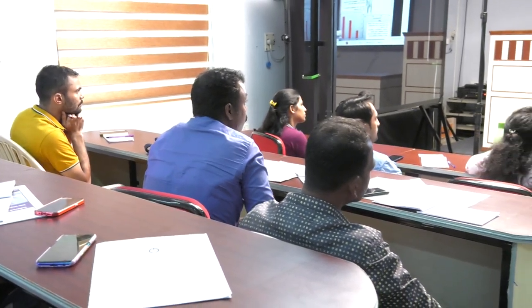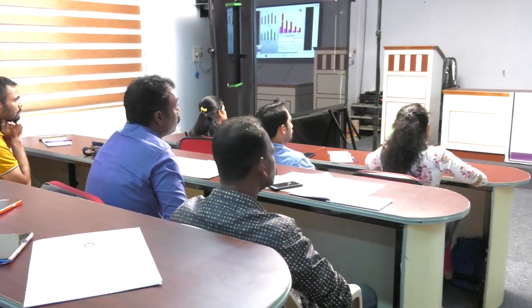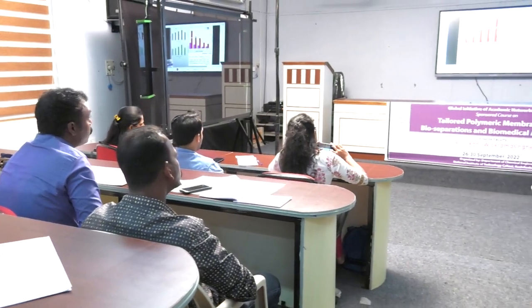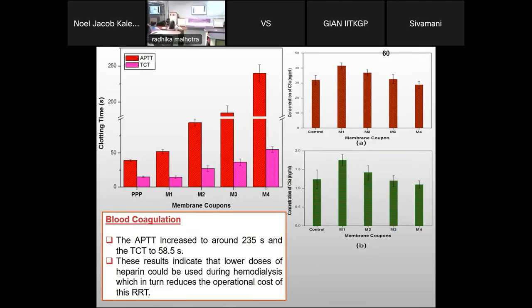Okay, so these were again characterized by the same techniques. I'm not going into that again and again. So here the interesting thing is, since we had loaded heparin onto the graphene oxide, the clotting times had drastically improved to around 200 seconds. So which shows that the heparin was active and it was available, and the clotting times were higher. So it might significantly reduce the amount of heparin anticoagulant that is required.